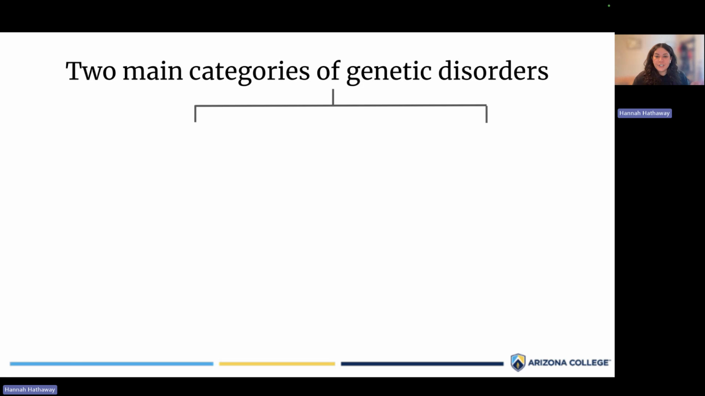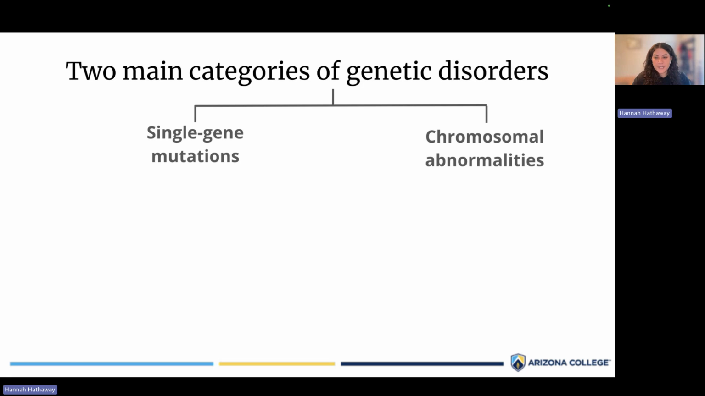Okay, so in general, there are 2 main categories of genetic disorders. There are single gene mutations, where there is a mutation in one single gene that causes the genetic disorder. And then there are chromosomal abnormalities, meaning a change in the number or the appearance of chromosomes.